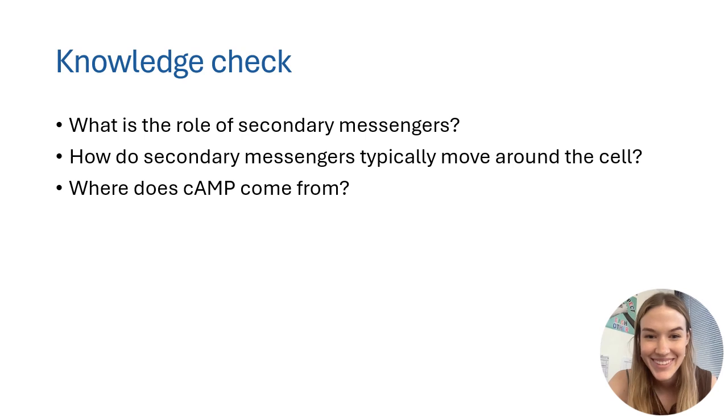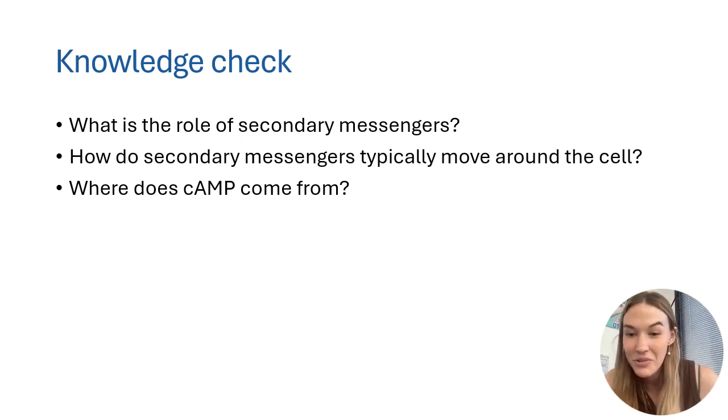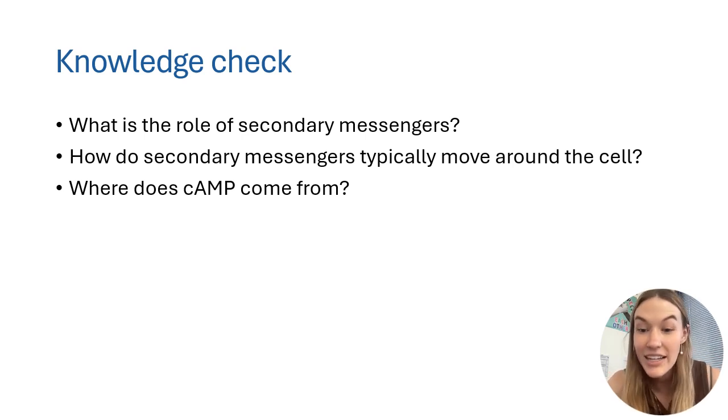Okay. So before we move on, I'd love for you to pause once again and check to make sure that you understand this. But you should know what the role of a secondary messenger is. Remember, they're small, they're diffusible, they move very quickly throughout the cell. How do secondary messengers typically move? Well, through diffusion, and you should know where cyclic AMP comes from. It comes from ATP, which is so exciting.